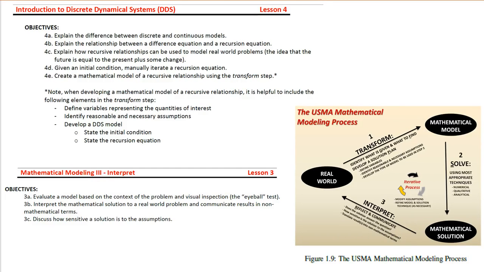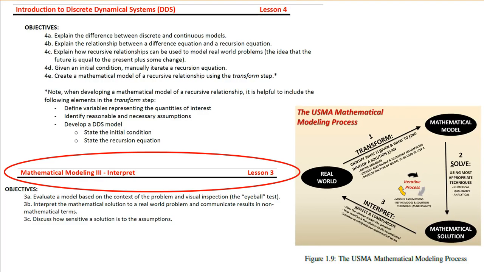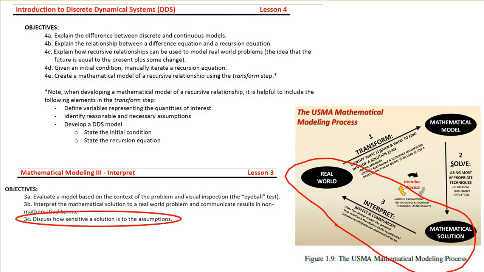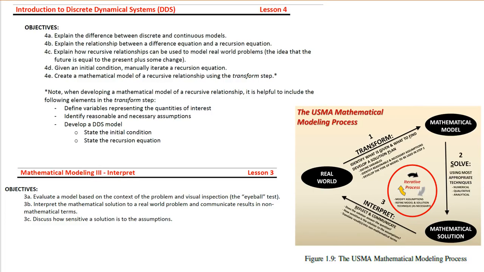Welcome, MA 103 students. This is a continuation of the cookie jar problem and is linked to a past lesson objective from the lesson entitled Mathematical Modeling 3, Interpret. Specifically, it is the lesson objective, discuss how sensitive a solution is to the assumptions. You can see our focus truly is on the third leg of the USMA mathematical modeling process, as well as the iterative process indicated by the 3 arrows inside of the triangle.